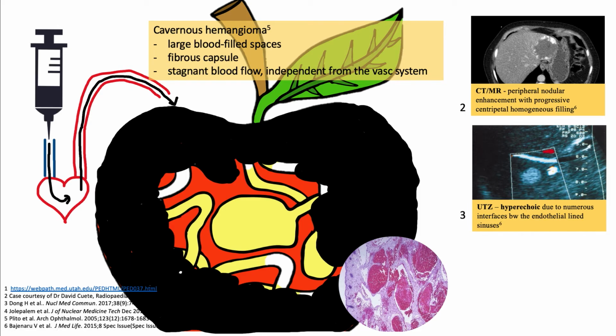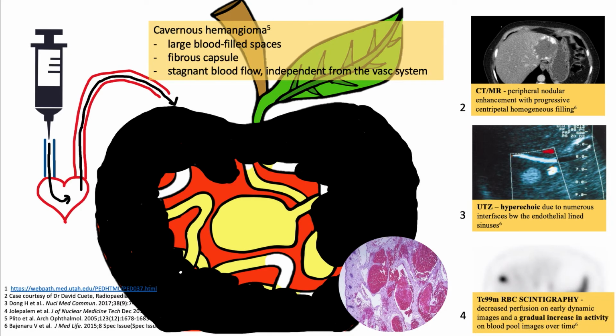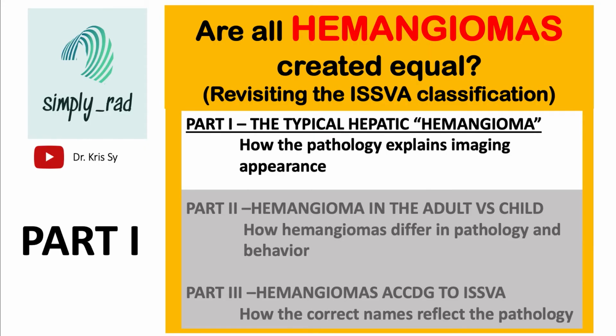This slow blood flow is also responsible for the findings that we see in scintigraphy. When one would inject tagged or radioisotope-laden RBCs, the RBCs will light up the lesion as time goes by. So now we know the pathology of the hemangioma, which explains its imaging appearance.